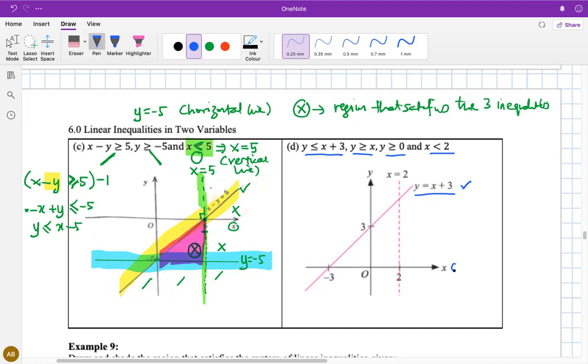the x-axis, y equals 0. Then x less than 2 is actually x equals 2. So we need to draw out y equals x. So y equals x. Where is y equals x?